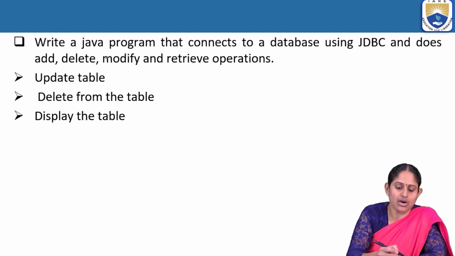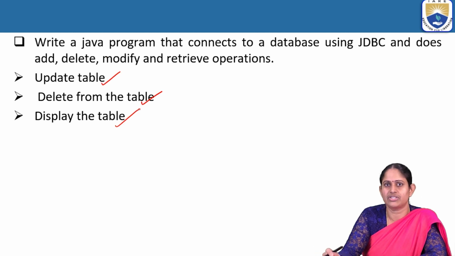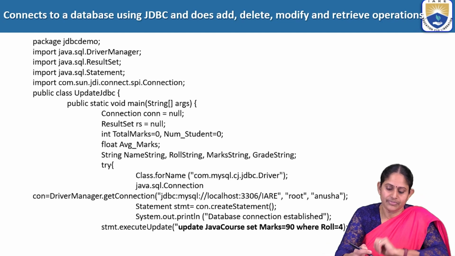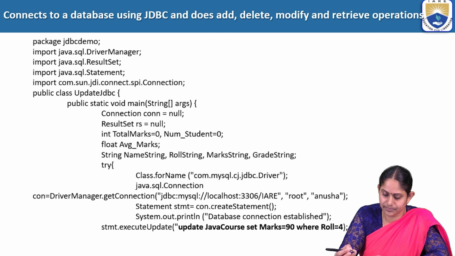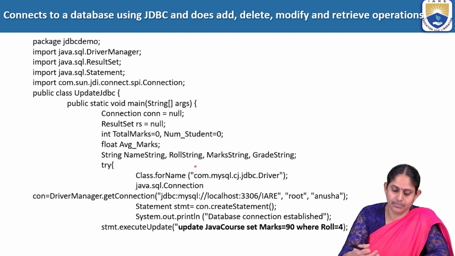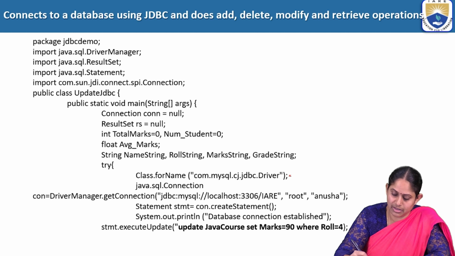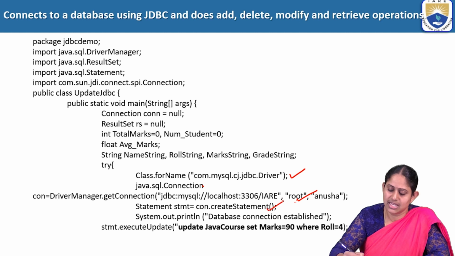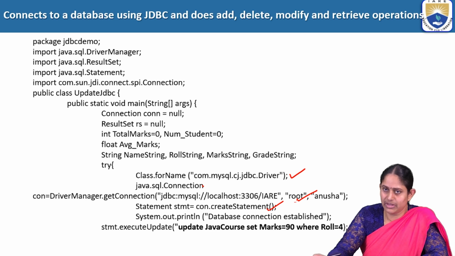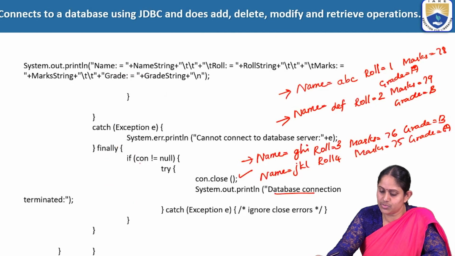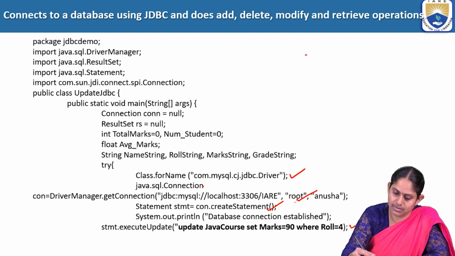Now let's look into how to make use of this JDBC program to update a table, delete from the table and display the contents after deletion. So here in this case we are again opening the same database, loading the driver, creating the connection and creating the statement object. Then we are executing the SQL query. Initially, this was our table.